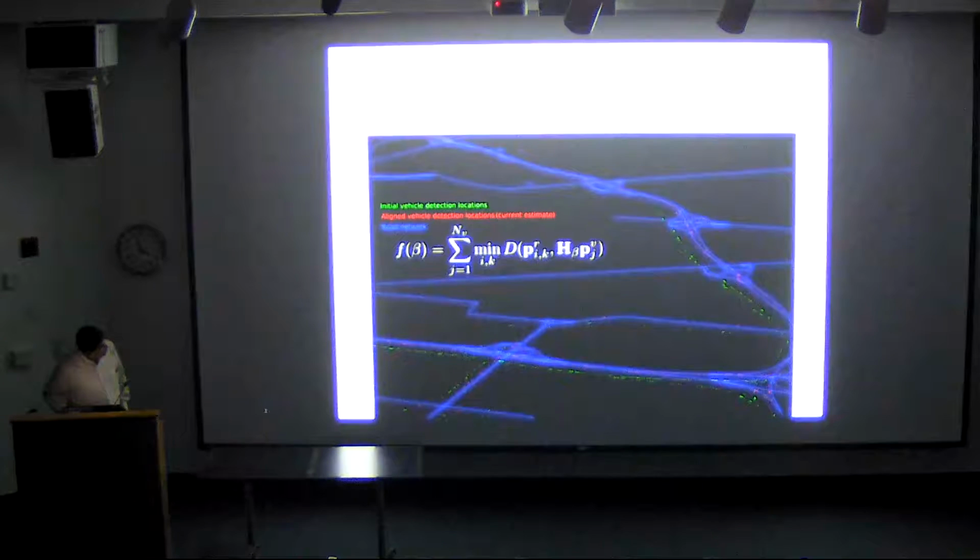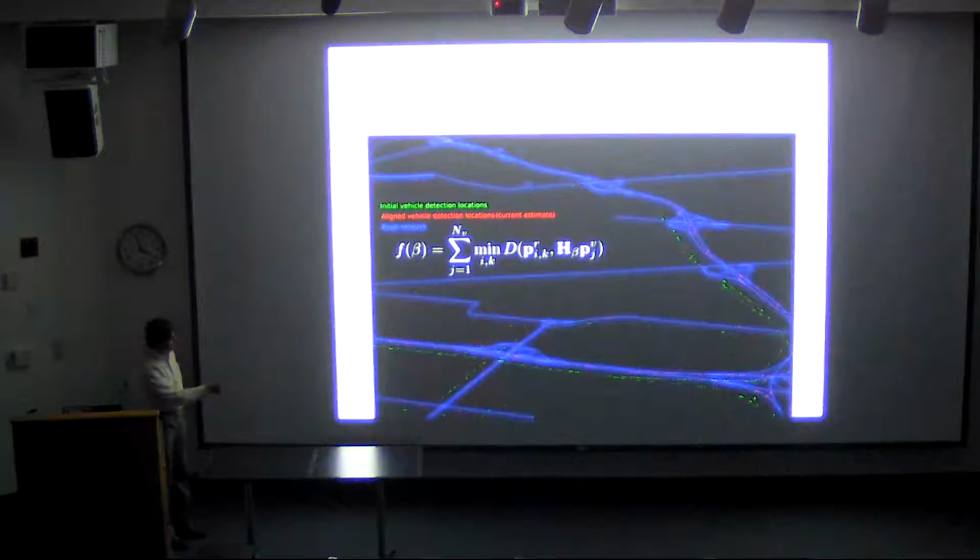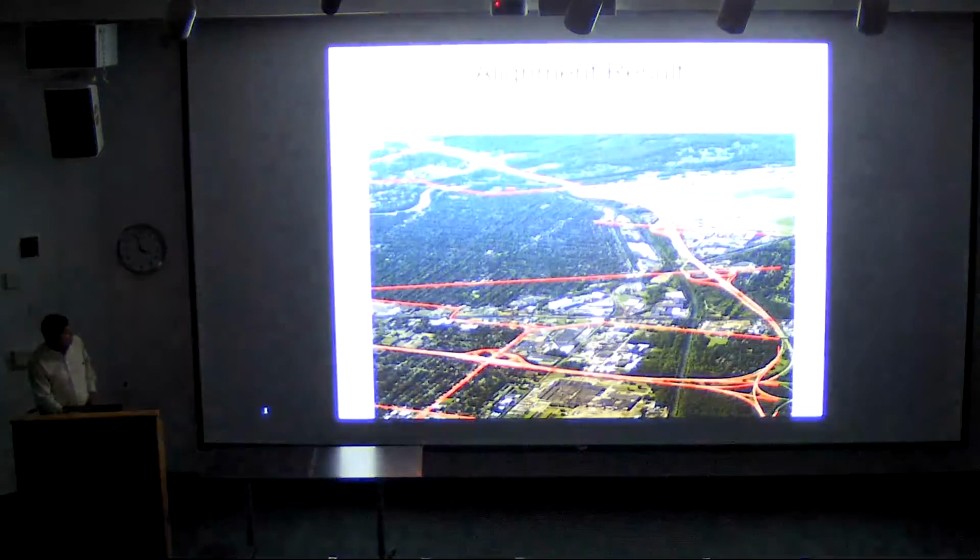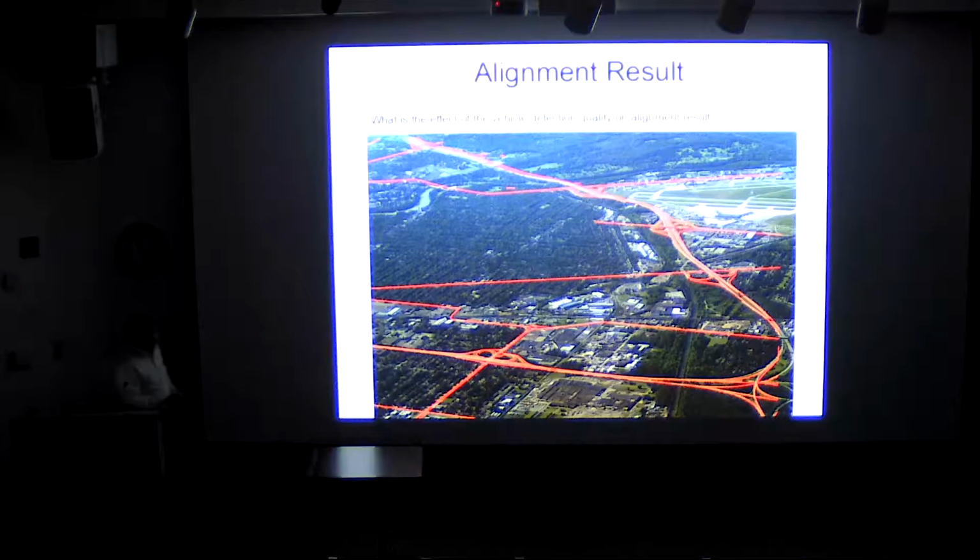And you see as I proceed through the iterations, my vehicle detections nicely align with the road network, giving me a good alignment with this. So this is my optimal estimate alignment. This is showing you what the alignment looks like when I superimpose the road network with the imagery, and you can see that we've got a fairly good alignment between the road network and the imagery.